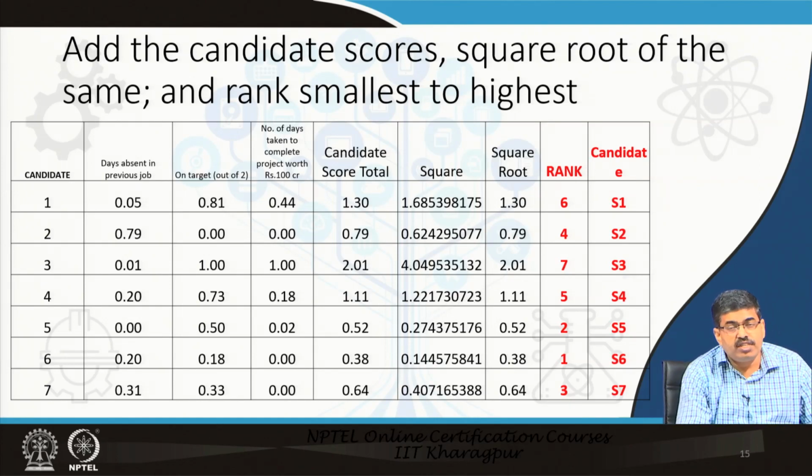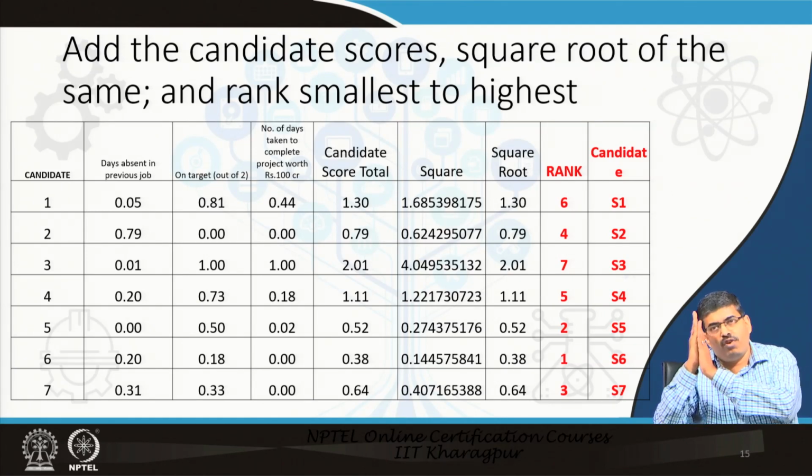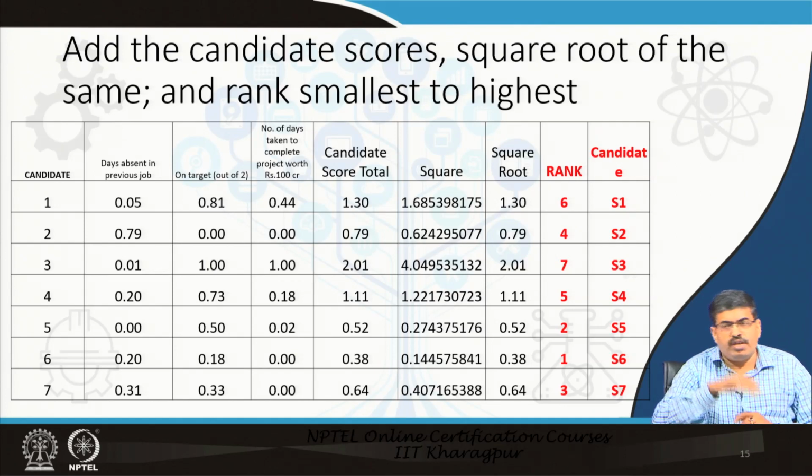I repeat, why is the ideal score the lowest one? Because your ideal score is 1 and you are measuring how far you are from 1. So, the one which is closest to 1, that is best. Okay. And so, that means what? The one with the minimum distance, that is the best.